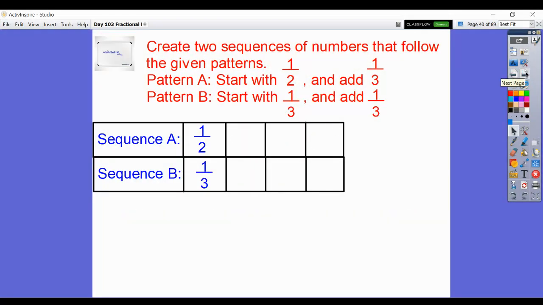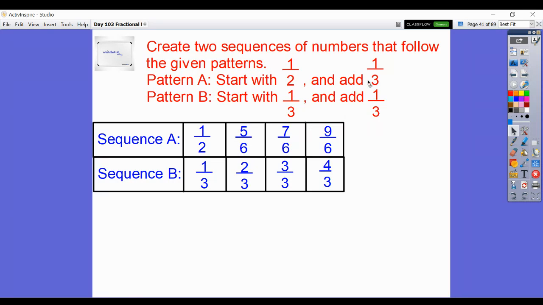Create two sequences of numbers that follow this given pattern. Pattern A, start with 1/2 and add 1/3. Pattern B, start with 1/3 and add 1/3. Pattern B looks pretty straightforward. Pattern A, a little more work is required. We need to find common denominators. Well, wait a minute. Whoa, how did we get 6?